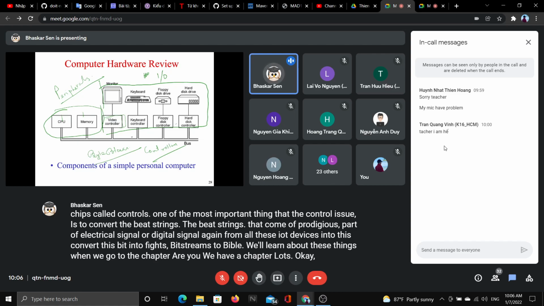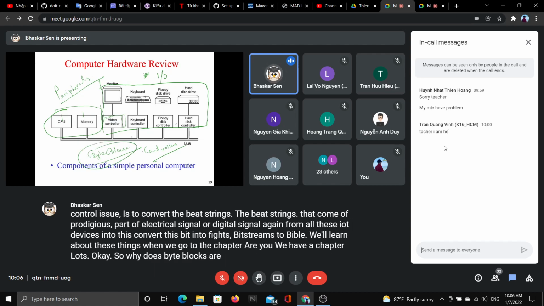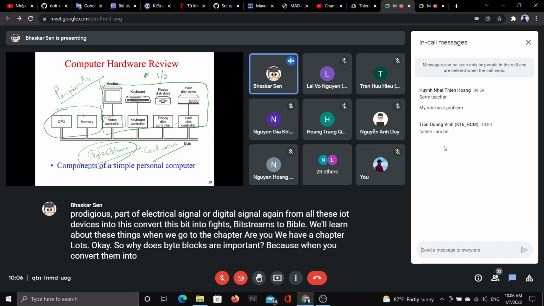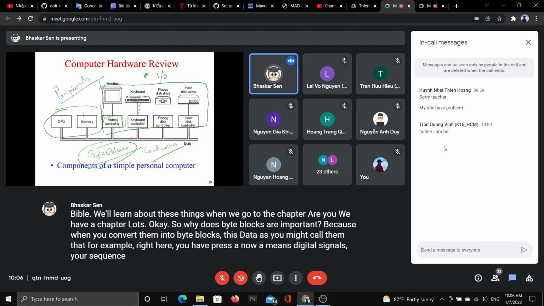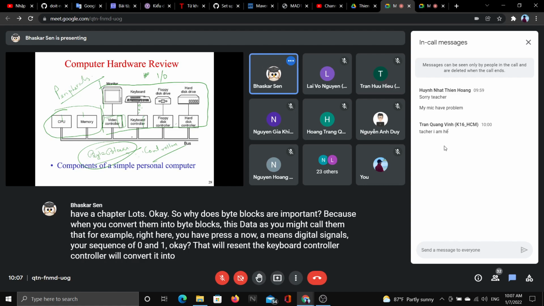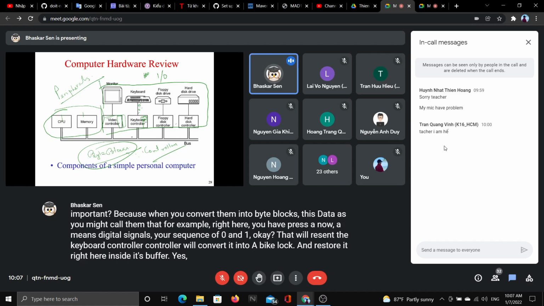Okay. So why are these byte blocks important? Because when you convert data into byte blocks, for example, you have pressed A. Now, A means a digital signal, a sequence of 0 and 1. That will be sent to the keyboard controller. The controller will convert it into a byte block and store it inside its buffer. Yes, all the controllers have a buffer.